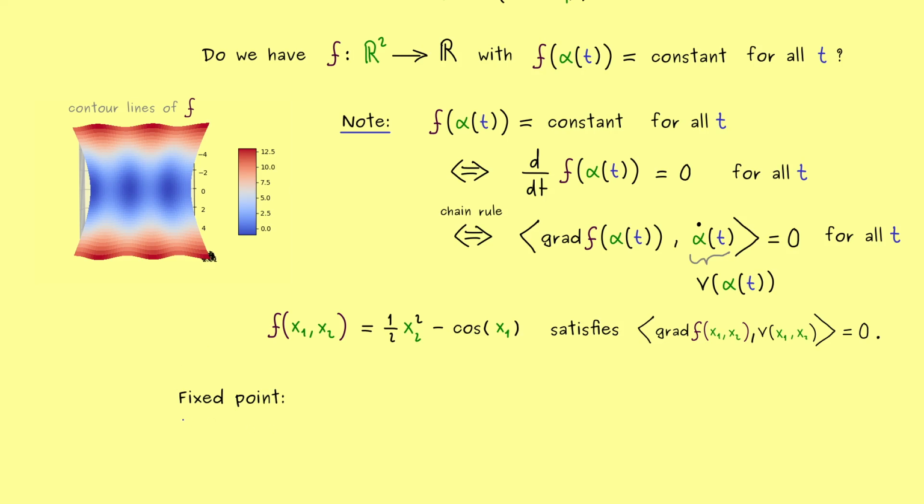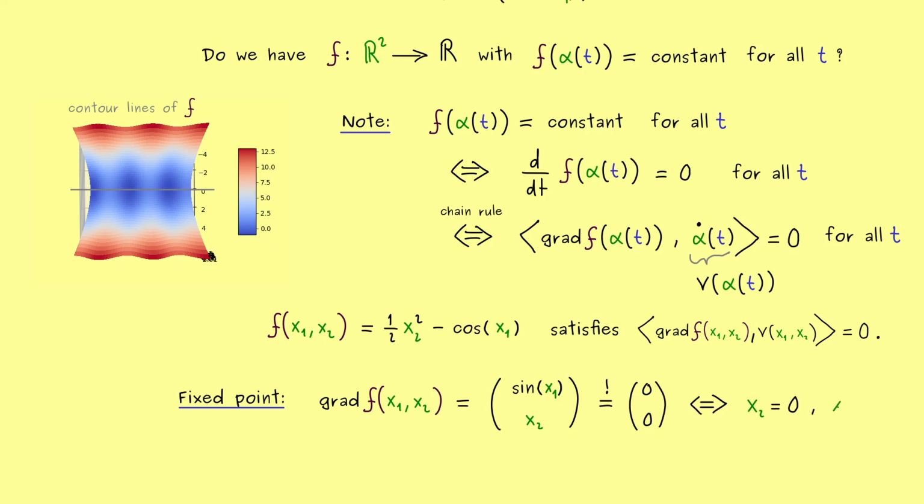Moreover, we also know how to find the fixed points because these are the points where the gradient of f is equal to 0. Exactly at these points, the solution can stay constant. Now, the gradient of f is not complicated, it's simply sine of x1, and the second component is x2. And for fixed points, this should be equal to the 0 vector. Hence, to find them, we already know that x2 has to be 0. And moreover, x1 should be a multiple of pi, k times pi, because these are exactly the zeros of the sine function.